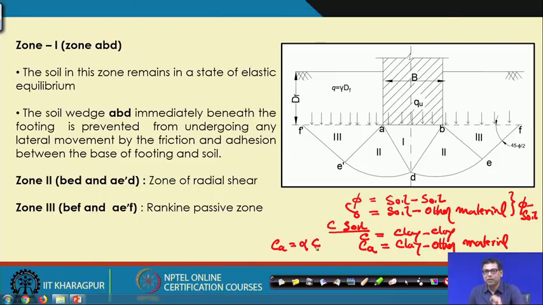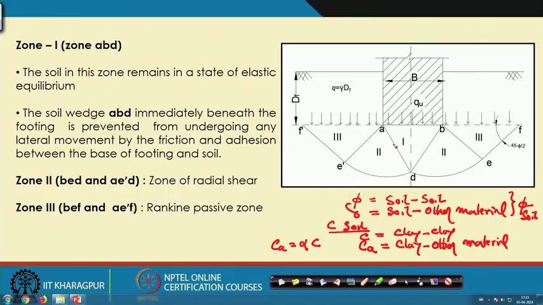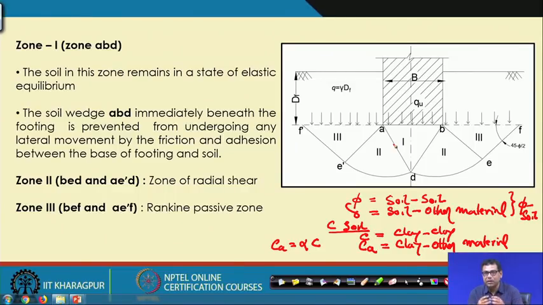So, if it is a C-phi soil, then there is friction between the soil and the foundation, as well as adhesion between the soil and the foundation. Because of this phenomenon, zone 1 and the foundation act intactly. That means when we apply the load and deform this soil, this zone will not deform laterally; it will deform in the downward direction. That is why it is in the state of elastic equilibrium.